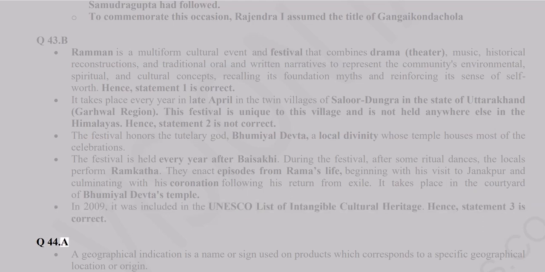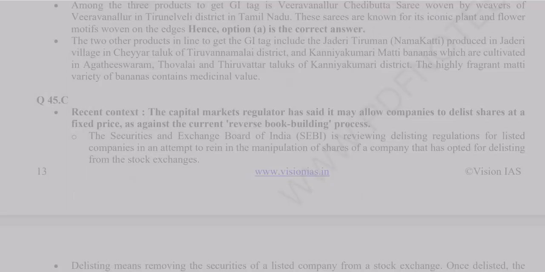Q44. a. A geographical indication is a name or sign used on products which corresponds to a specific geographical location or origin. Among the 3 products to get the GI tag is the Veeravanallur cotton saree woven by weavers of Veeravanallur in Tirunelveli district in Tamil Nadu. These sarees are known for their iconic plant and flower motifs woven on the edges. Hence, option A is the correct answer.